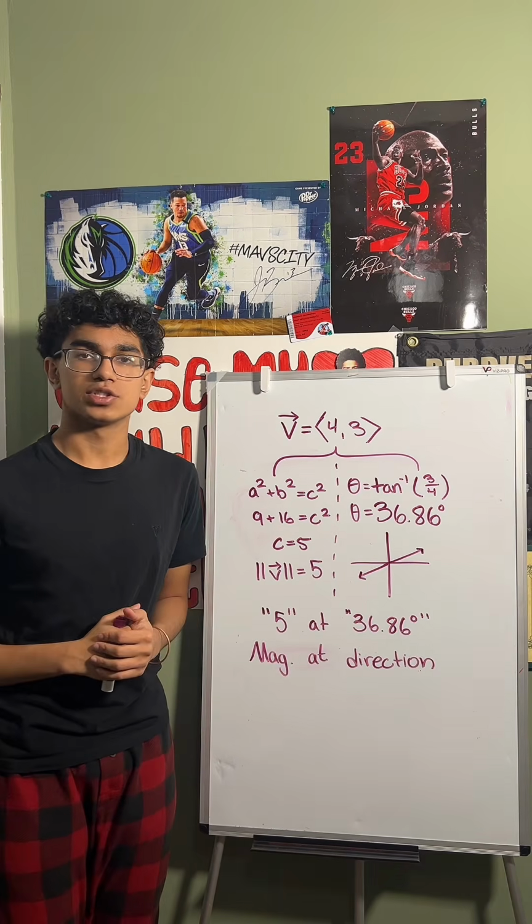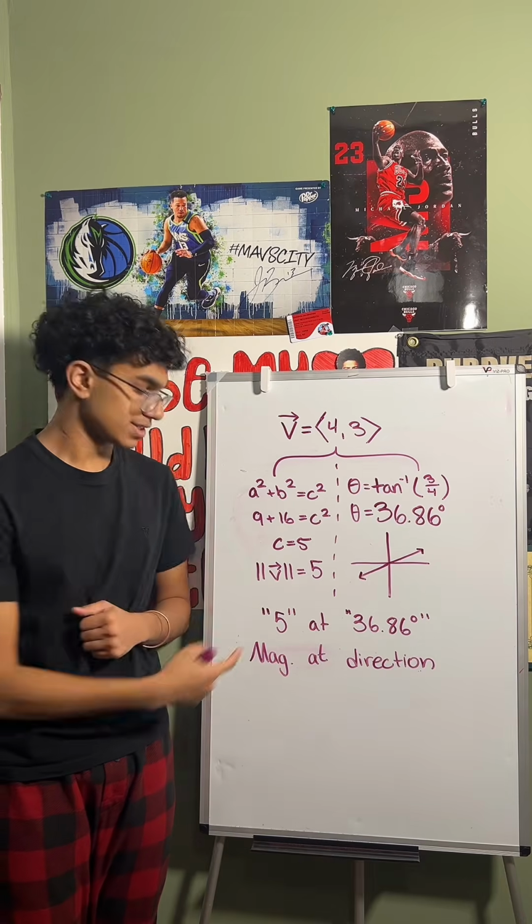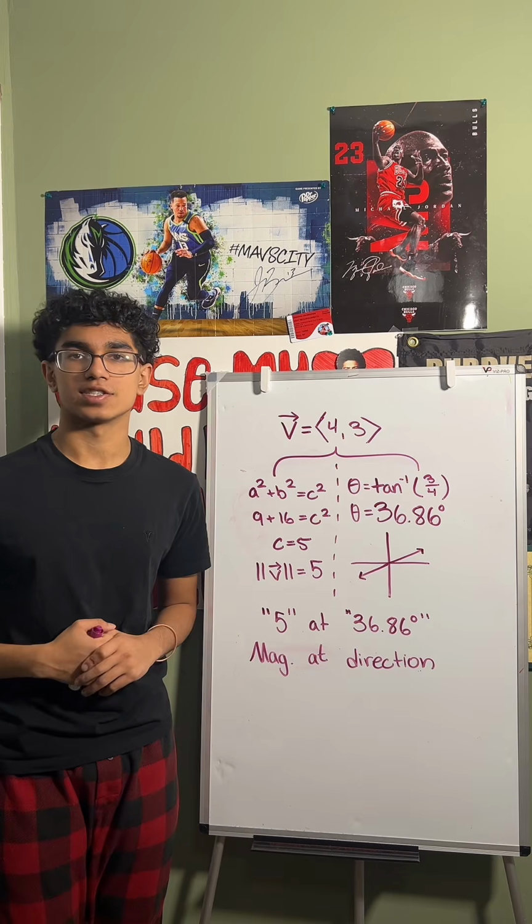Whenever you have the magnitude and direction, you can say it as magnitude at direction. So for this, you would say it as 5 at 36.86 degrees. That is all you need to know about the basics of vectors.